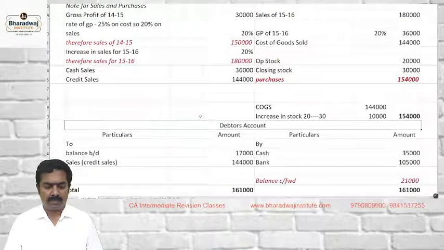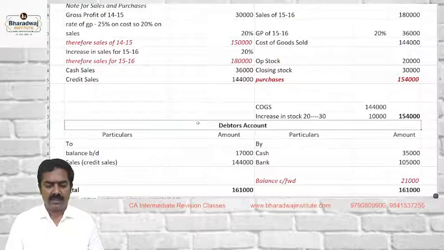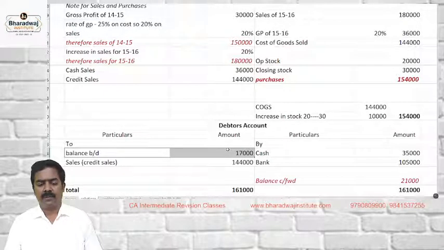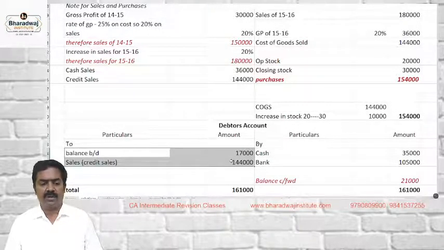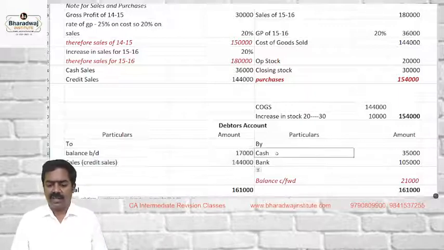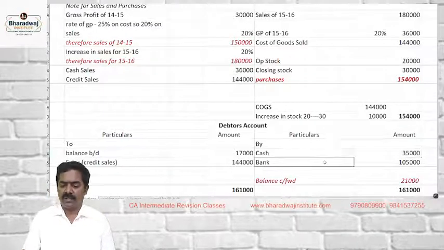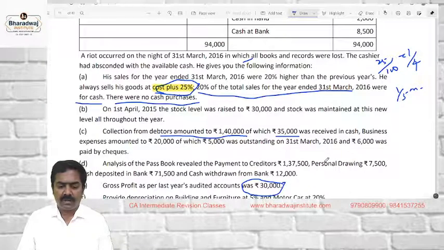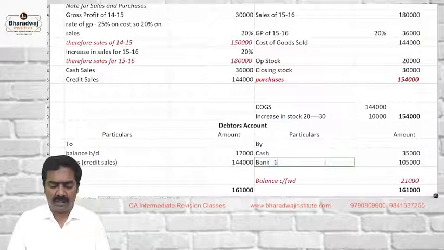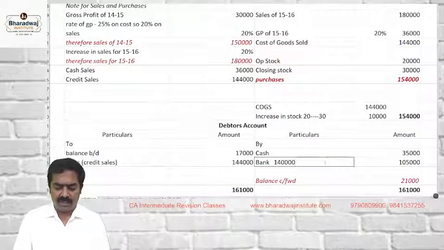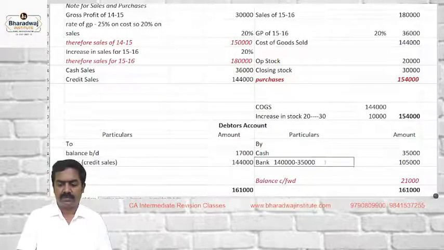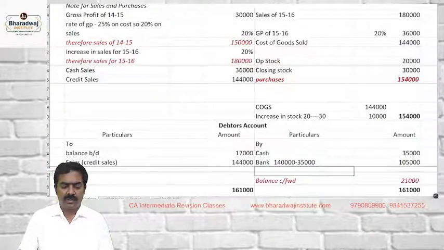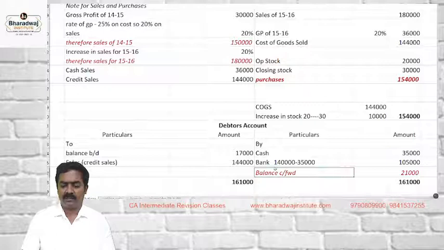Yes, debtors account. Opening balance 17,000. Credit sales now only we worked out 1,44,000. Cash collection is 35,000. Bank collection is, what is the total collection? 1,40,000 minus 35,000. 1,05,000. Closing balance, we get it as a balancing figure.